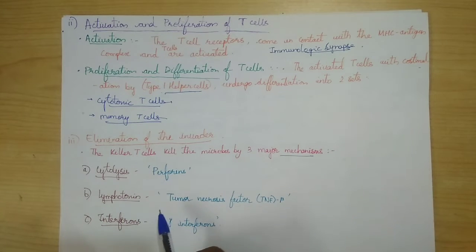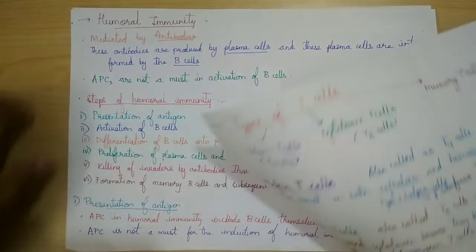Lymphotoxin release. In this process, there is release of many lymphotoxins such as tumor necrosis factor beta, which causes the killing of microbes. Interferons. There is release of many interferons, mainly the gamma interferons, which assist in the killing of the microbes. Now let's talk about the humoral immunity.